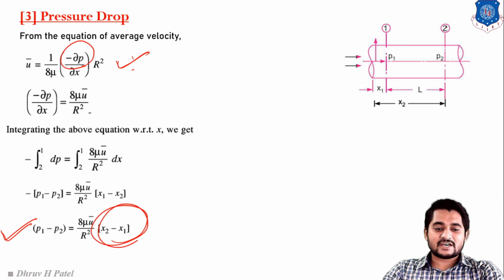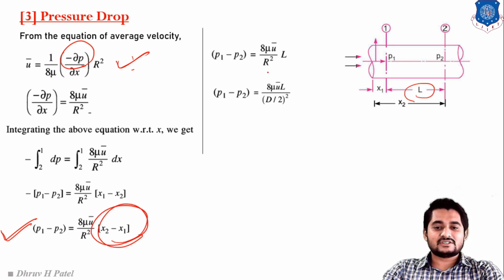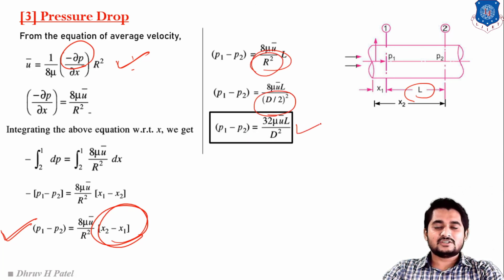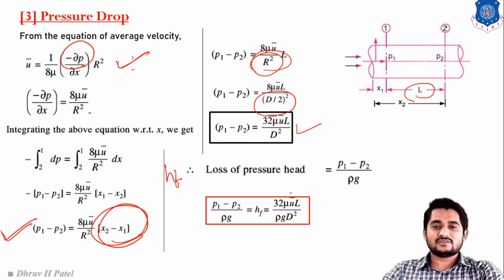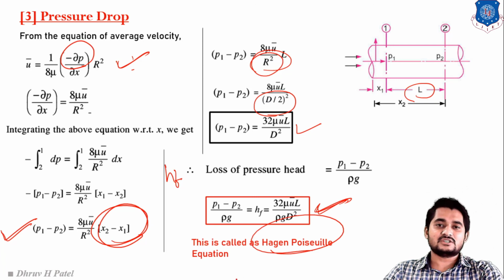In this equation, x2 minus x1 will be our length L, right? And after that, instead of radius, we can write diameter by 2. So our pressure drop will be 32 mu u bar L divided by d square. But if we want to find pressure drop or pressure head or head losses, then we have to divide it by rho g. So the final equation will be P1 minus P2 by rho g is equal to 32 mu u bar L divided by rho g d square. That is known as the Hagen-Poiseuille equation for the pipe.